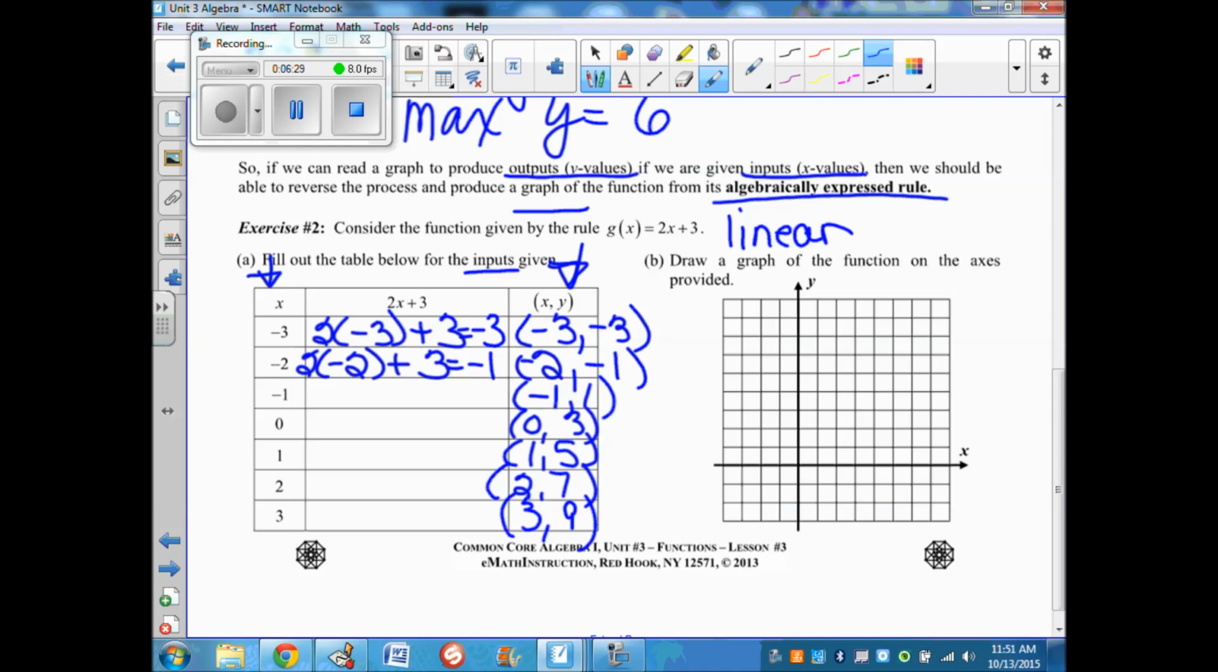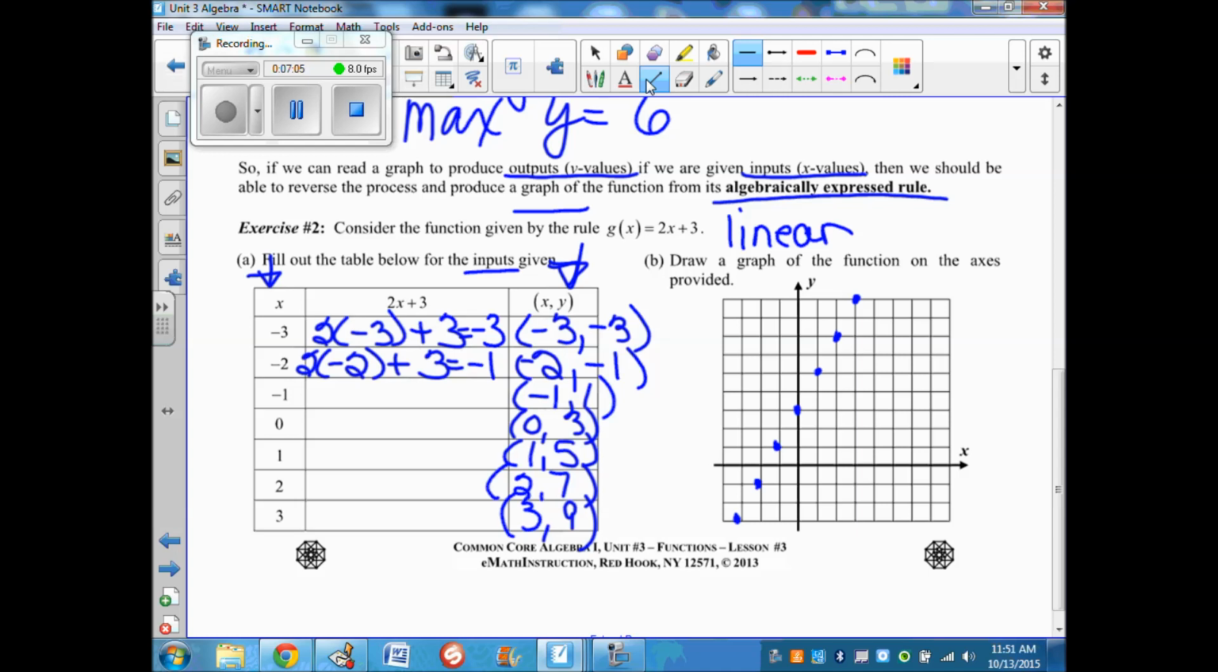Okay. And then draw that graph on this set of axes. 1, 2, -3, 3, -2, -1. You can start to see what's the slope happening here. It's up 2 over 1. That should be my next point: 0, 3. Up 2 over 1. That should be my next point: 1, 5. Up 2 over 1: 2, 7. And then up 2 over 1. There's my last point: 3, 9.